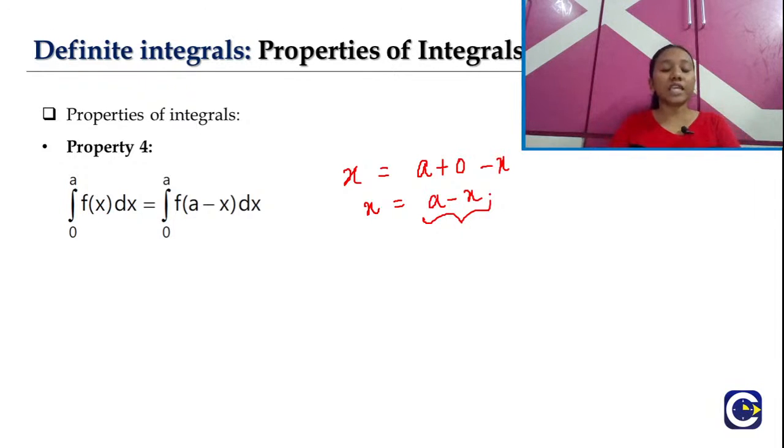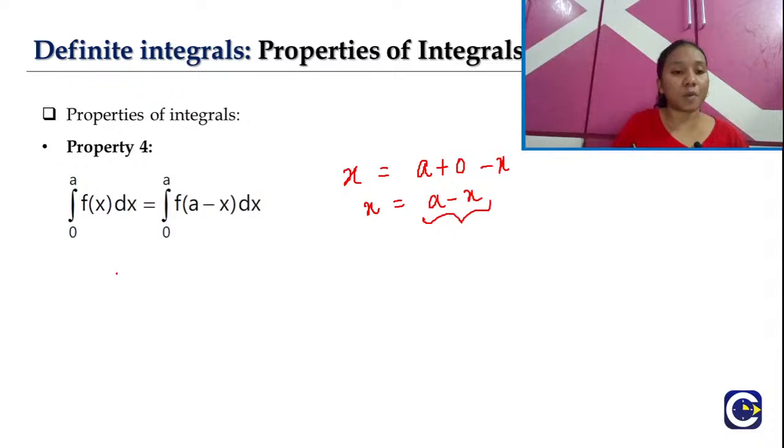We mostly use this property when we have trigonometric functions, because only in trigonometric functions will we have our quadrant system. If we are having pi by 2 minus x, that can be written as normal x according to the quadrant system and all. That's why we mostly see the application of this property in trigonometric functions.